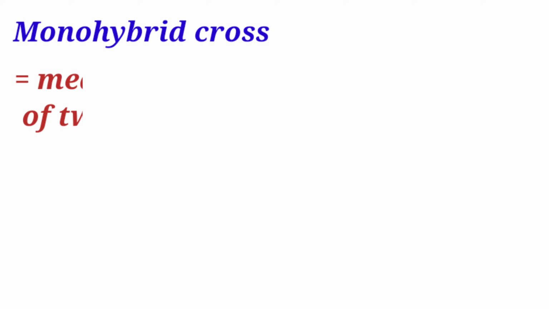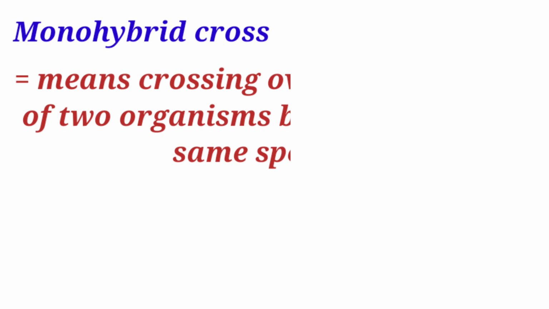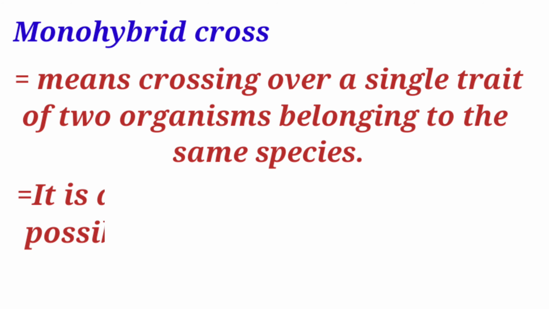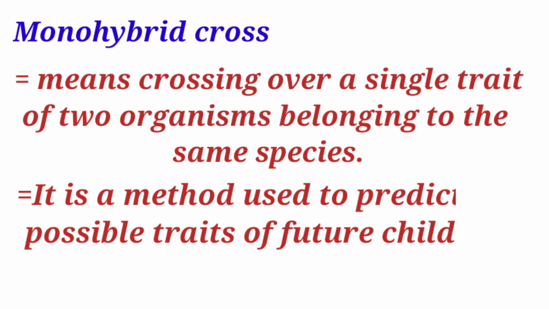The mono-hybrid cross means crossing over a single trait of two organisms belonging to the same species. Example, human to human, birds to birds. It is the method used to predict the possible traits of the future children.